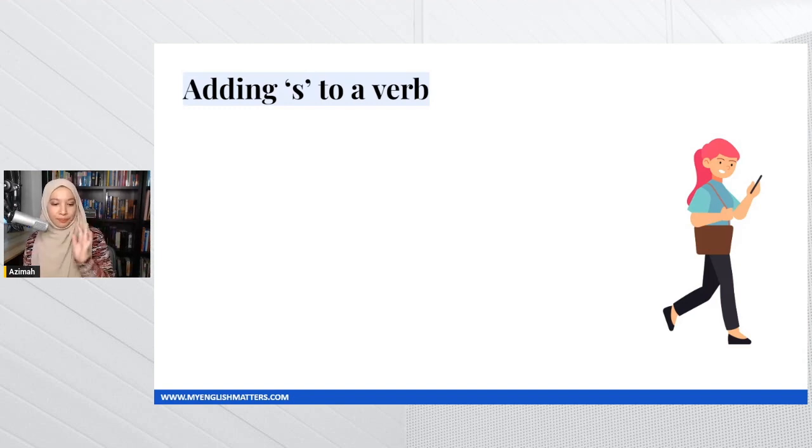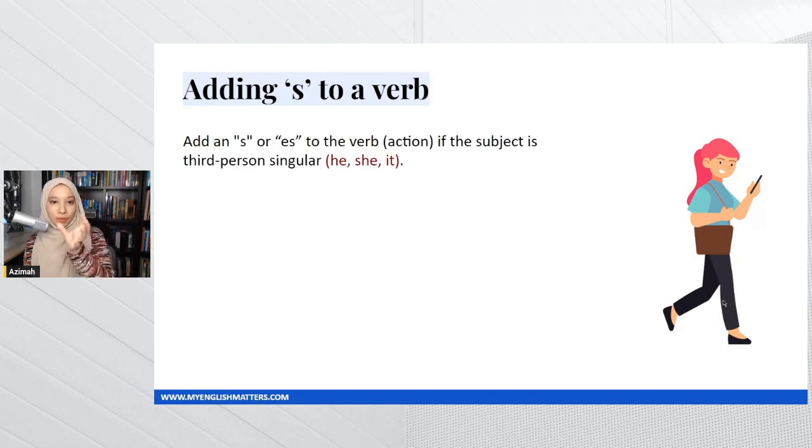Now, let's do this one. Adding an S to a verb. So sometimes we have to use a verb with an S, but we have to be very careful. We add an S or an ES to the verb, I'm talking about an action, if the subject is in the third person singular. So subject can be he, she, or it. And I'm talking about the present tense, meaning that it's happening right now or regularly or habitually. So I'm talking about the action happening now, regularly, always.